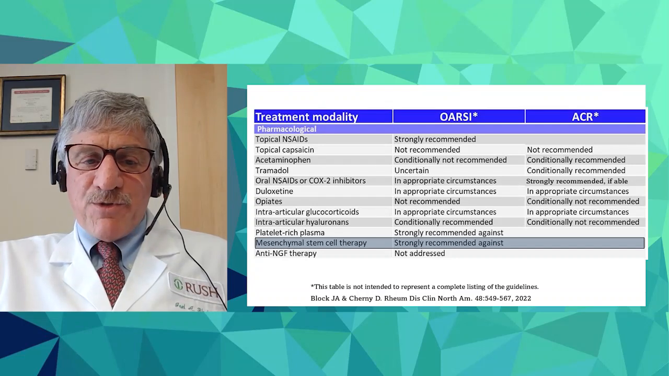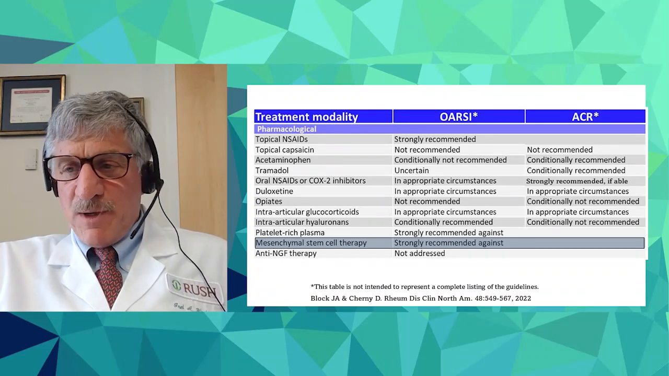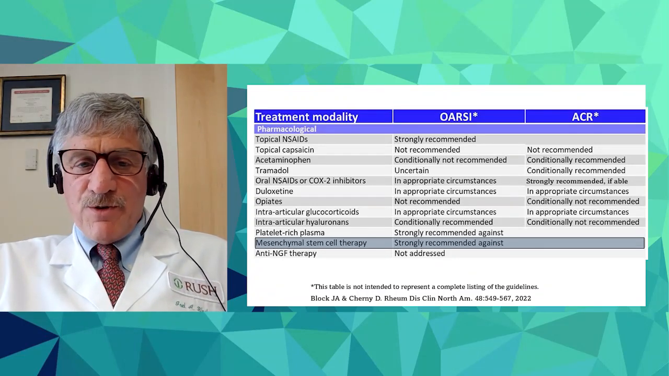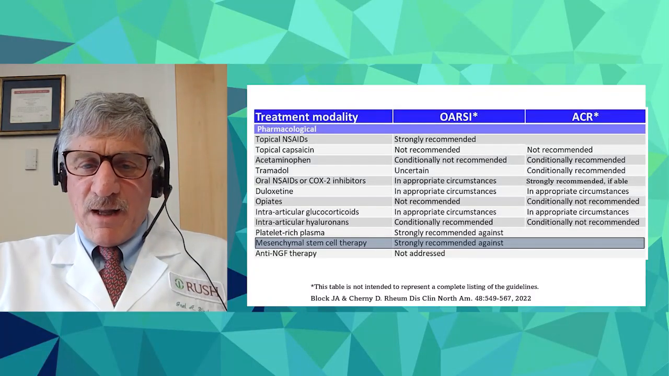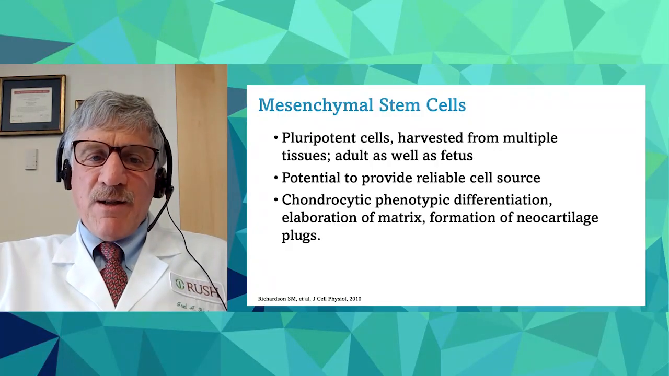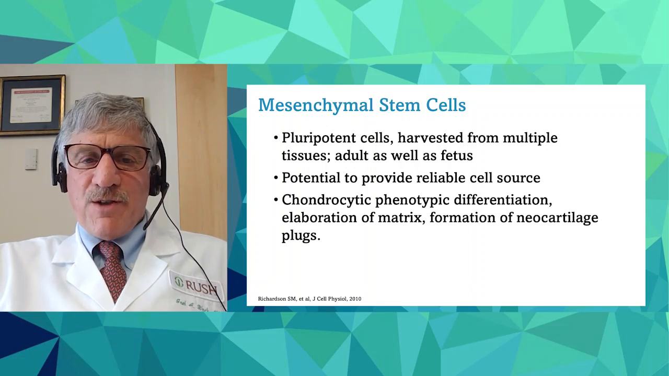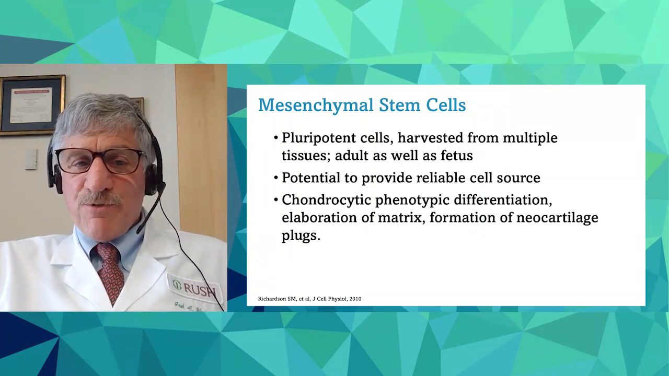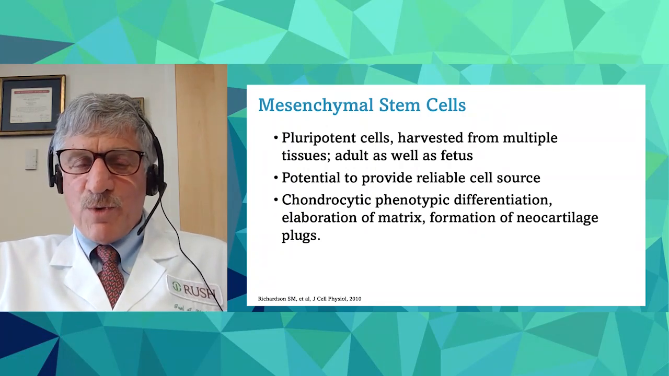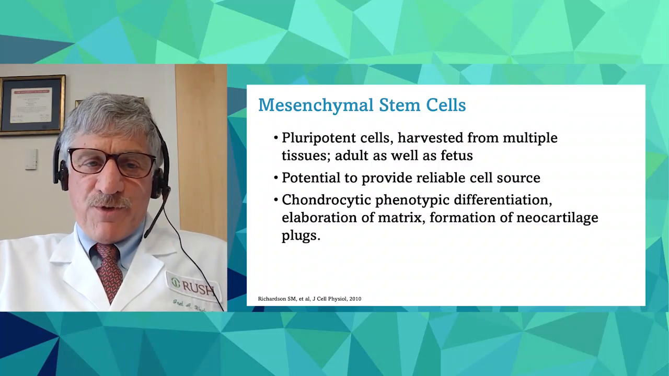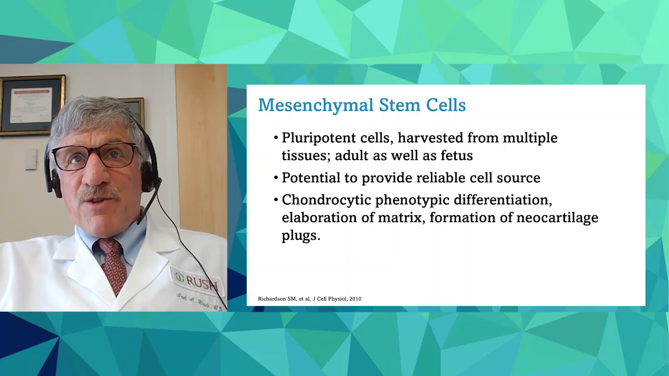How about mesenchymal stem cell therapy? Again, it has become very popular in recent years, but we strongly recommend against its use. Why is that? Well, what are stem cells? Stem cells are pluripotent cells that can be harvested from many different tissues, adults as well as infants and fetuses. They have the potential to provide reliable cell sources.